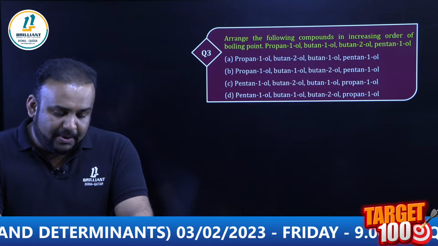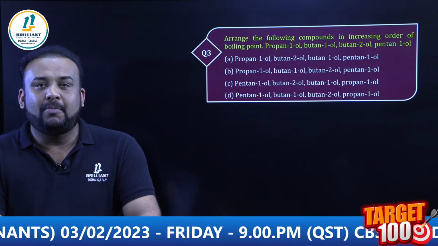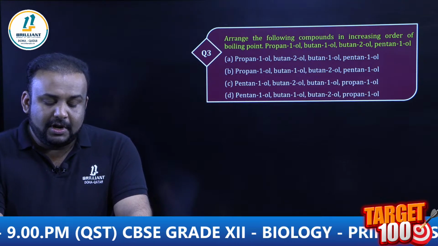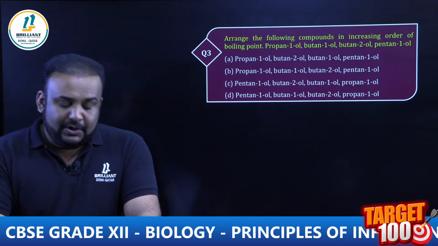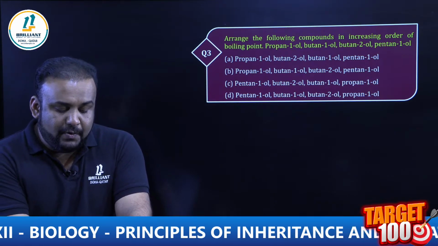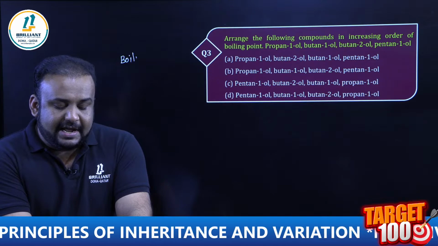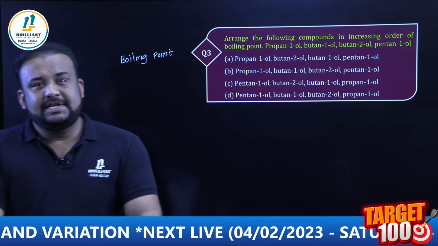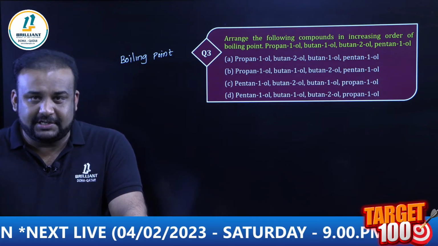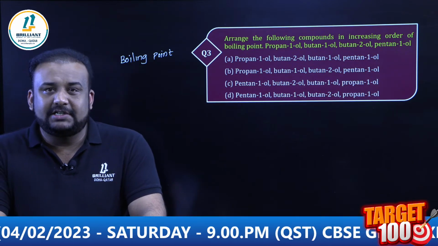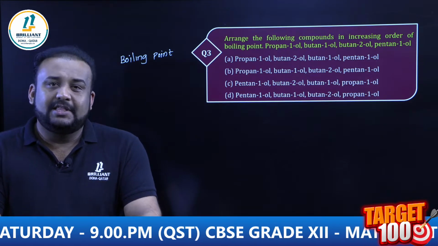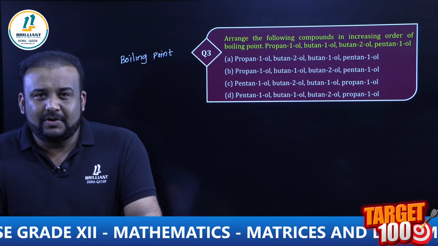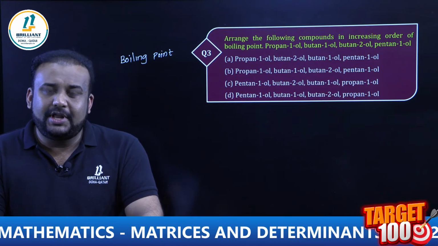Arrange the following compounds in increasing order of boiling point: propan-1-ol, butan-1-ol, butan-2-ol, pentan-1-ol. Let me brief you about the factors that affect the boiling point of compounds. You know that boiling point is dependent on intermolecular forces of attraction. Intermolecular forces of attraction is dependent on molecular mass, what kind of attractive forces are operating, and what is the overall surface area of the compound. These are the main things that decide the boiling point.